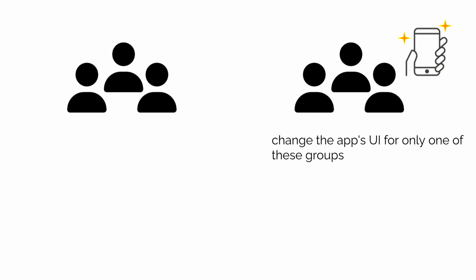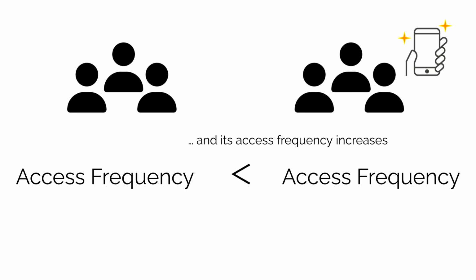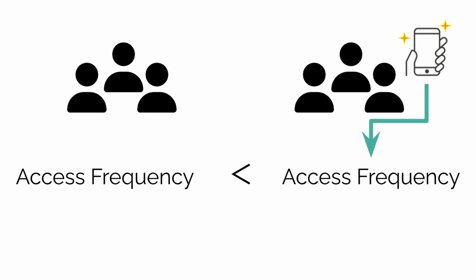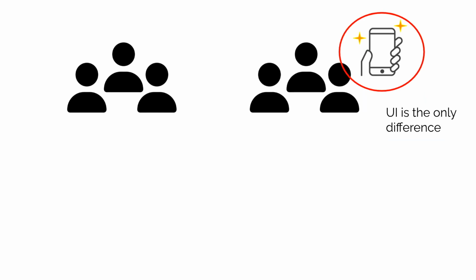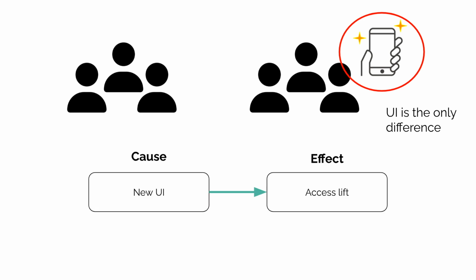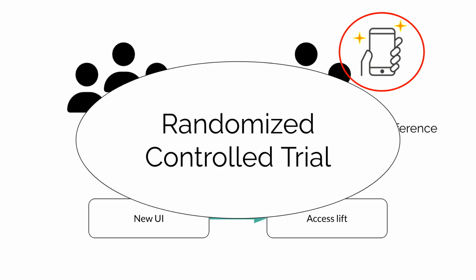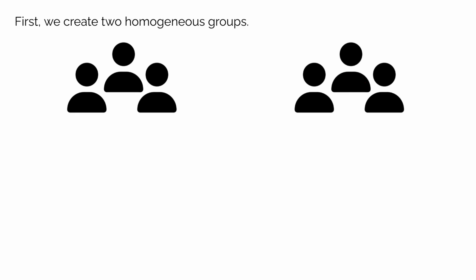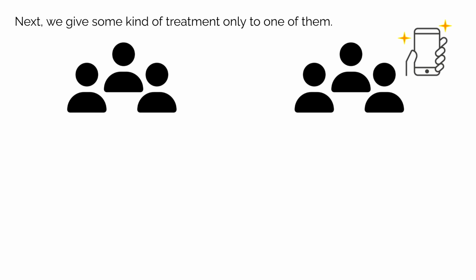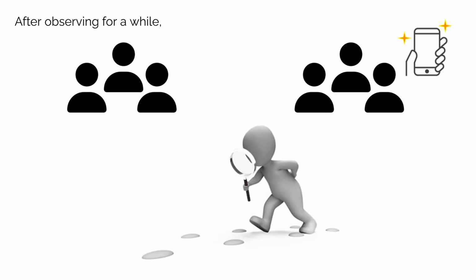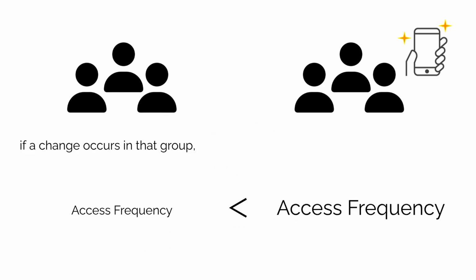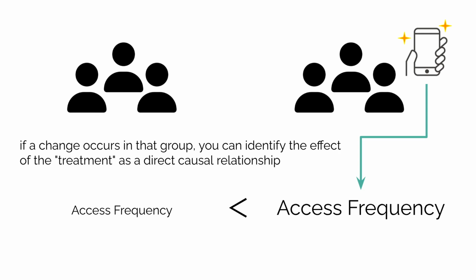Suppose we change the app's UI for only one of these groups, and the access frequency increases. We can then infer that this change was caused by the new UI. Since the only difference between the two groups is the new UI, there can be no other reason for the lift in access frequency. This is the fundamental concept behind an RCT. First, we create two homogeneous groups. Next, we give some kind of treatment only to one of them. After observing for a while, if a change occurs in that group, you can identify the effect of the treatment as a direct causal relationship.